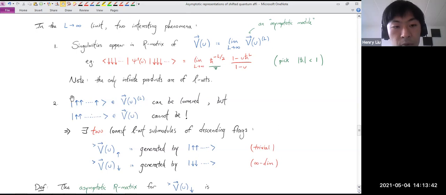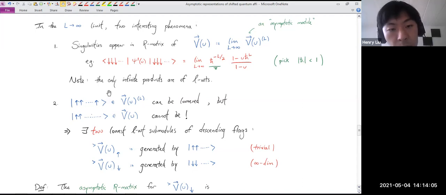in the L-fold tensor product, if you take the vector of all up arrows, of course you can still lower this, right? You can apply F, and what the lowering operator will do is lower the very last up arrow. And that will still give you something which is a chain of descending arrows.